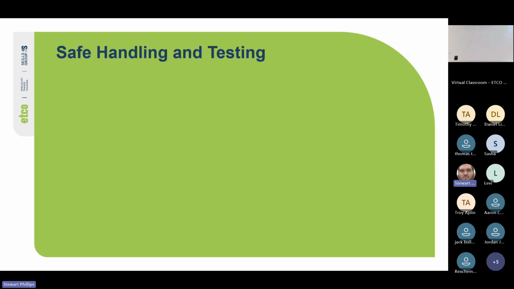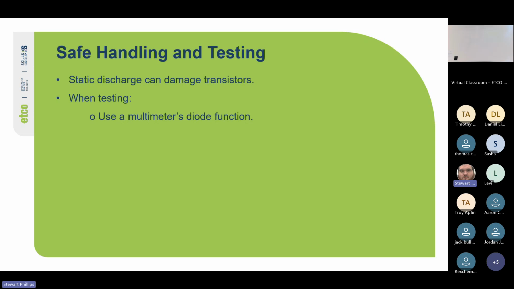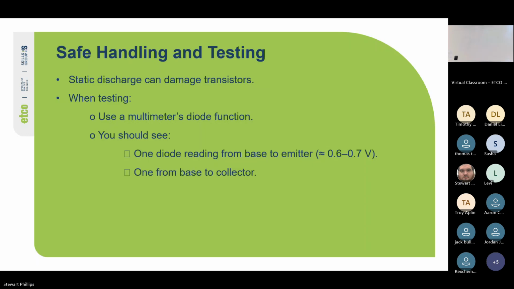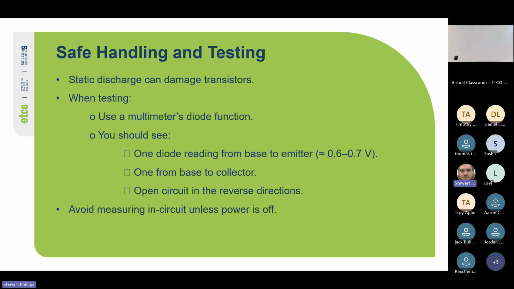Cool. So, safe handling and testing. Static discharge can damage transistors. When we're testing, use a multimeter's diode function. You should see one diode reading from base to emitter, 0.6 to 0.7 volts, one from base to collector, and an open circuit in the reverse direction. Avoid measuring in circuit unless the power is off, and do not test live electronic equipment.